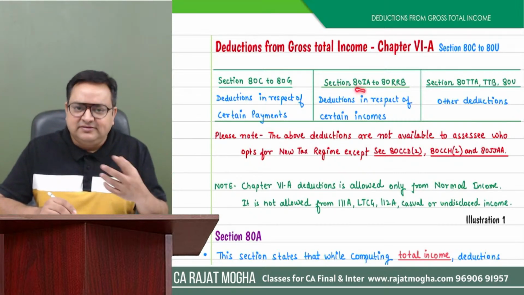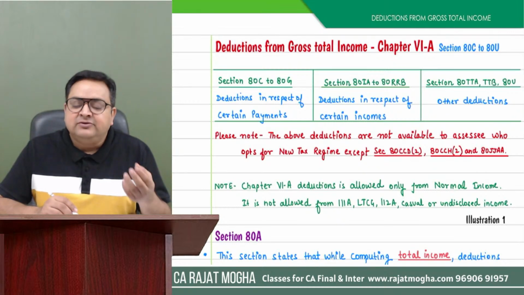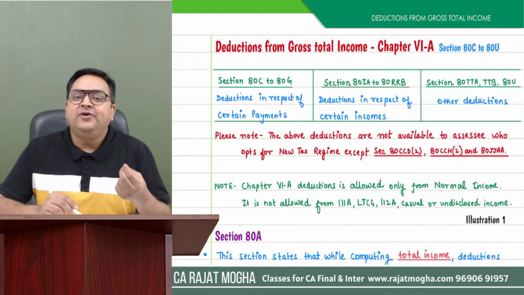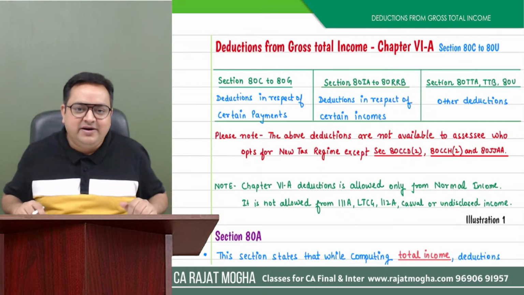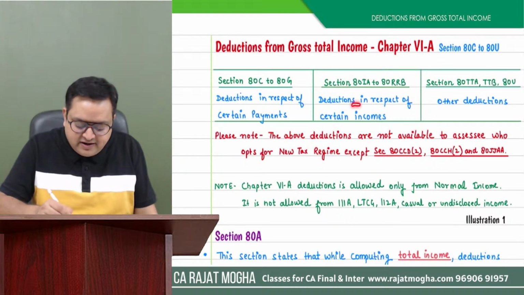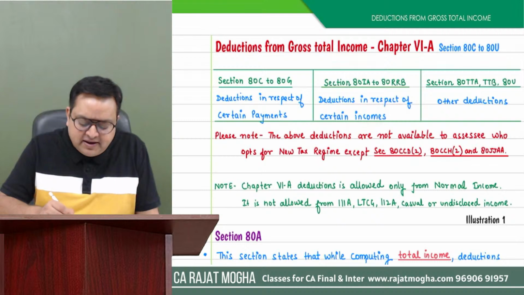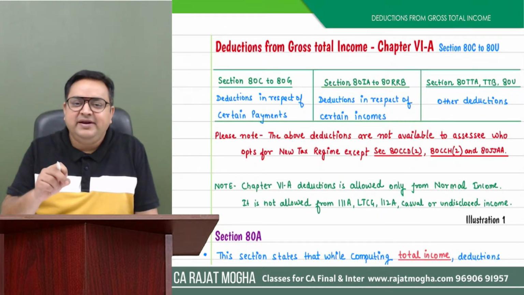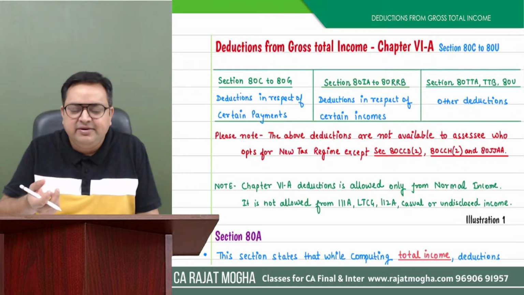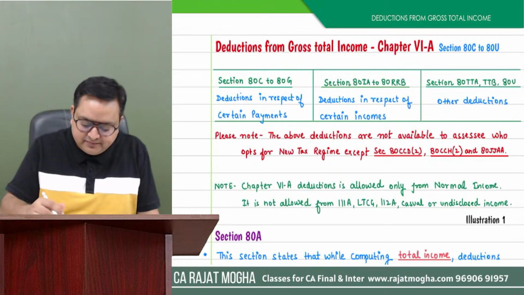So here some businesses are mentioned over there. So I can say that these are profit linked deductions. If you have profits from such business, then you can claim deductions. Got it? So these are deductions in respect of certain income. But I tell you, in CA final, we do all these sections. But in intermediate, we have only 2 or 3 sections: 80JJAA, 80QQB, and 80RRB.